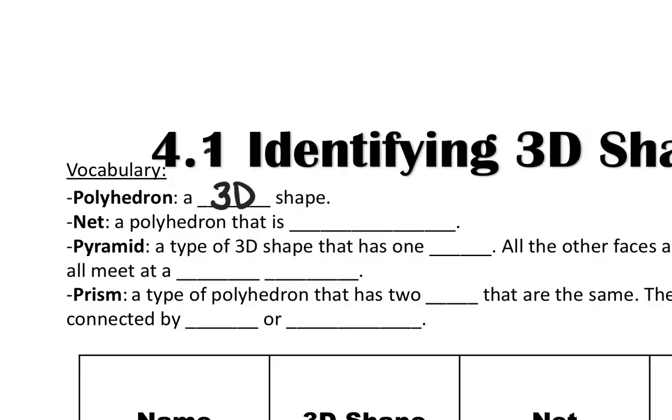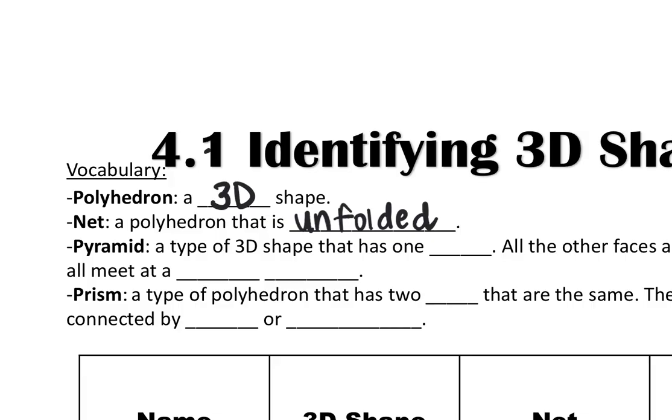The other definition, net, a polyhedron that is unfolded. Okay, so in the 5 shapes we'll learn today, we'll see their nets visually in our table, okay?